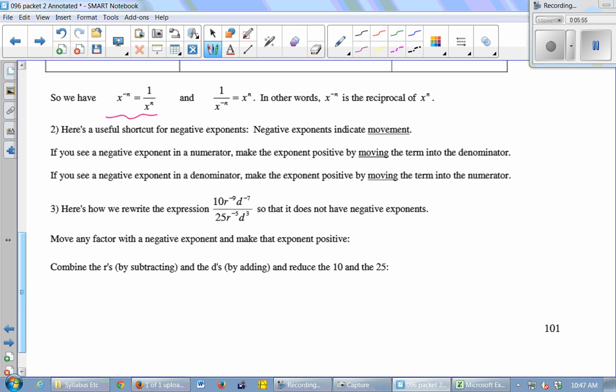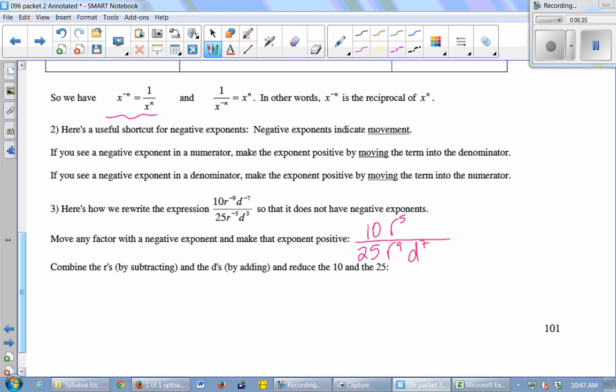So the 10 is going to stay the same. Okay. R to the negative 9 is going to move, right? It's going to move to the denominator and become R to the 9th. D to the negative 7, that's going to move to the denominator and become D to the positive 7. 25 stays in the denominator. R to the negative 5, it's got a negative exponent, so it's going to move to the numerator and become positive. Right. You got D to the negative 7, you got D to the third.